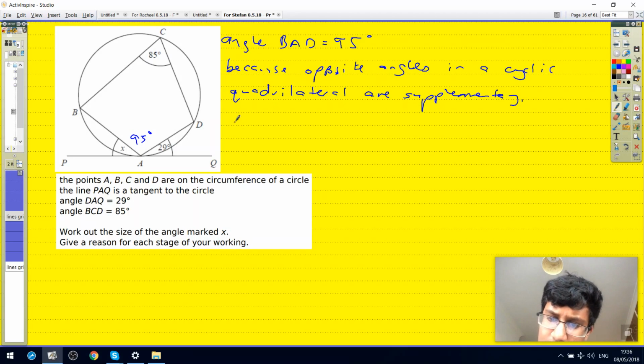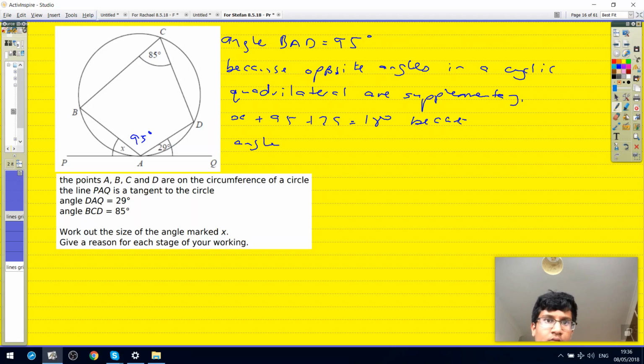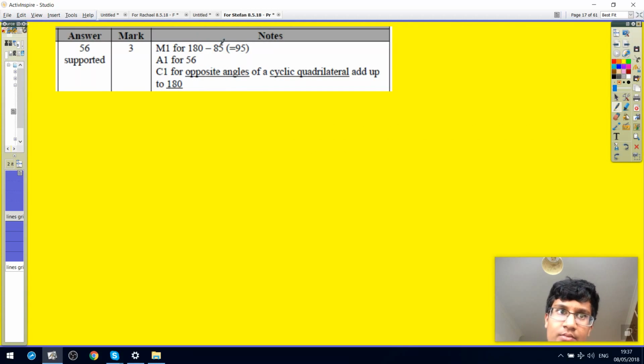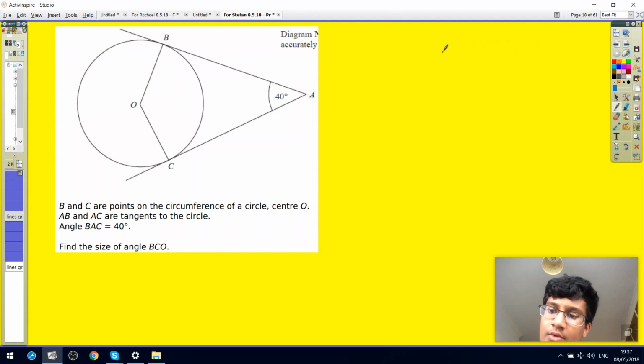So that's it. 85 minus 30, 55. So 56 degrees. Angle X. Because angles on a straight line add up to 180. And so X was, what was it, sorry? 56 degrees. Okay. Opposite angles of a cyclic quadrilateral add up to 180. So that's all they needed. They didn't even need the straight line bit.